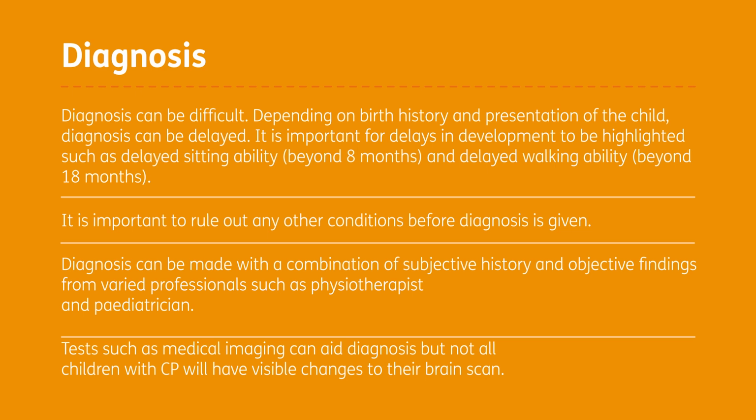Before diagnosis is made, it's important to rule out any other conditions. So often children will be sent to genetics to rule out any genetic causes of their abnormal tone. But what else can we rule out? Basically, we rule out any other diagnosis before offering a diagnosis of cerebral palsy.